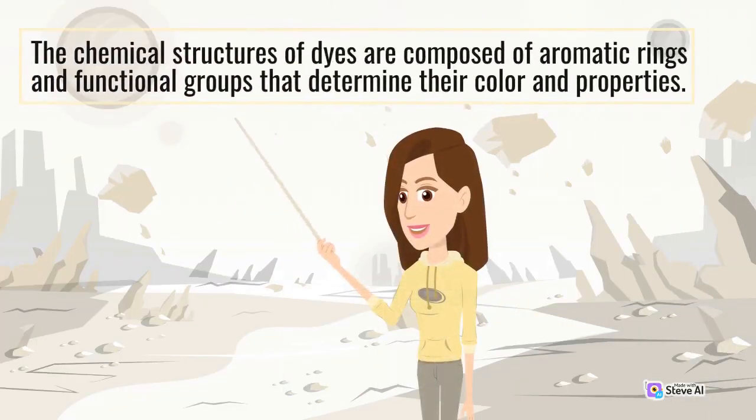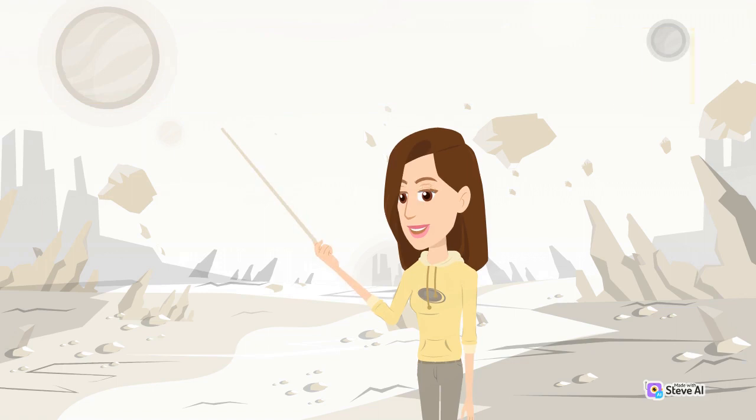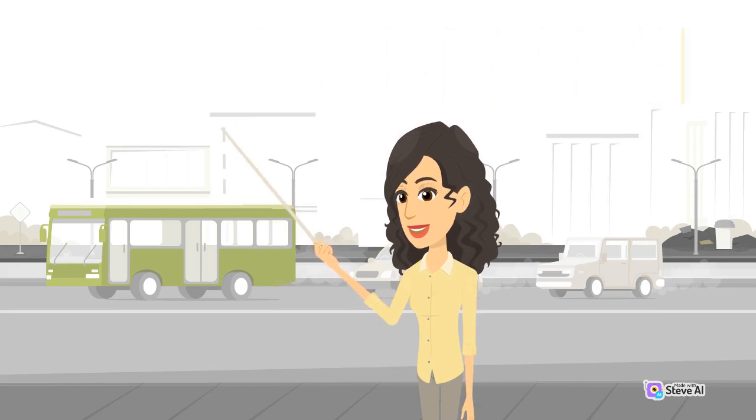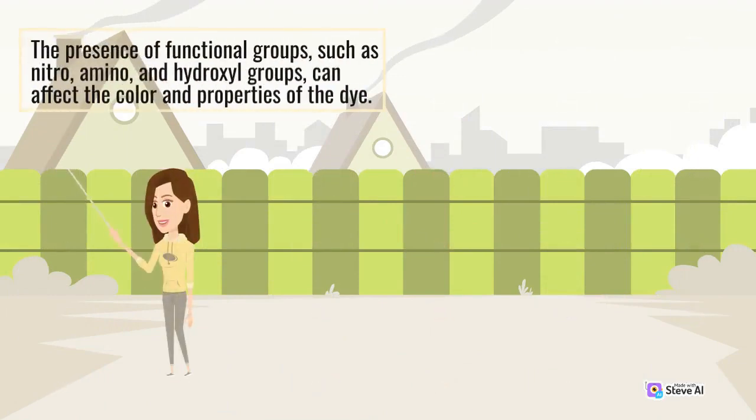The chemical structures of dyes are composed of aromatic rings and functional groups that determine their color and properties. Aromatic rings are six-membered carbon rings with alternating double bonds, which provide stability to the structure. The presence of functional groups, such as nitro, amino, and hydroxyl groups, can affect the color and properties of the dye.